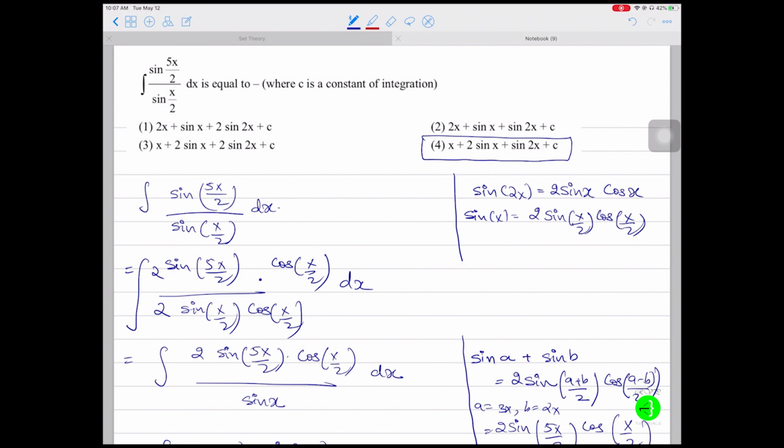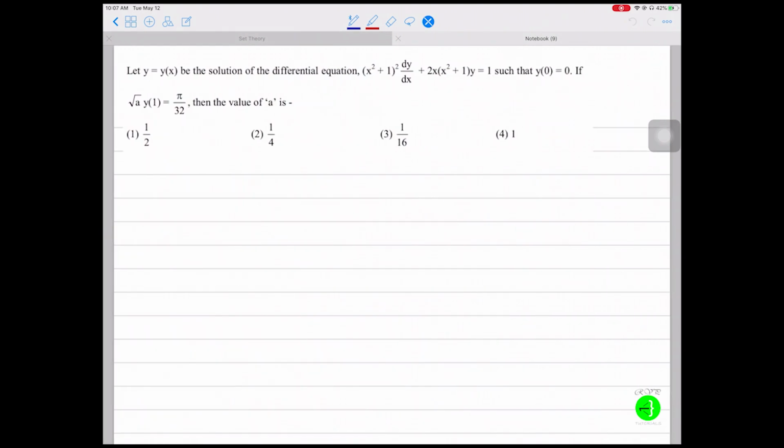Let y equal to y of x be the solution of the differential equation (x squared plus 1) whole squared dy by dx plus 2x times (x squared plus 1) times y equals to 1, such that y of 0 equals 0. If under root a times y of 1 equals pi over 32, then the value of a is.